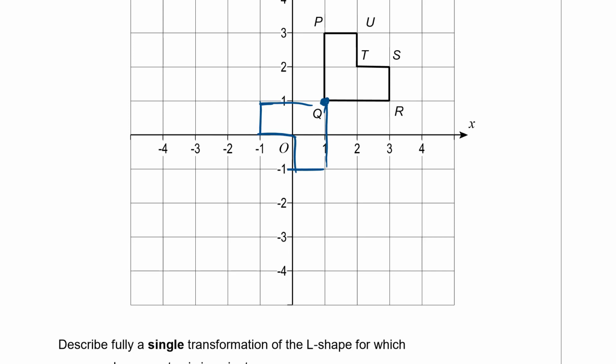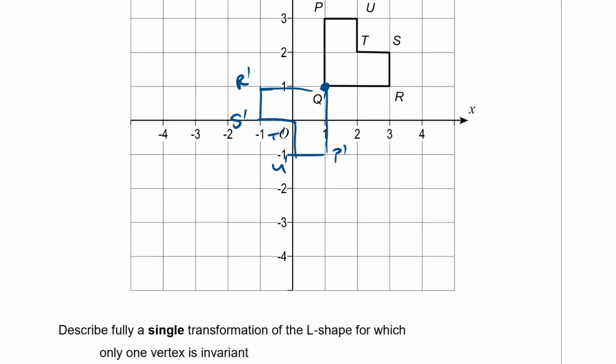So that would be Q', so that would be invariant. R' would be over here. P' would be down here. And S', T' and U'. So we can see that Q and P do remain vertical, although they're inverted. The area is the same, and only one vertex has been unchanged, and that's Q. So that seems to work.